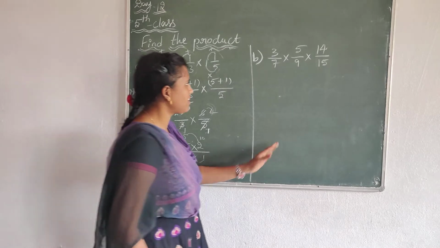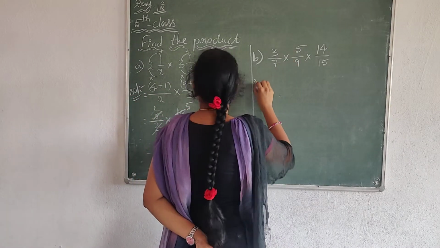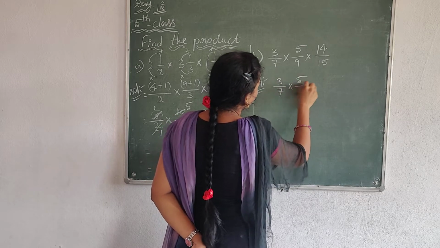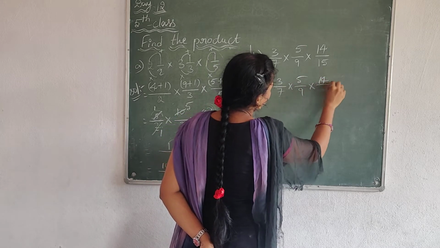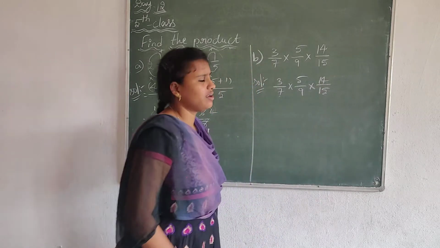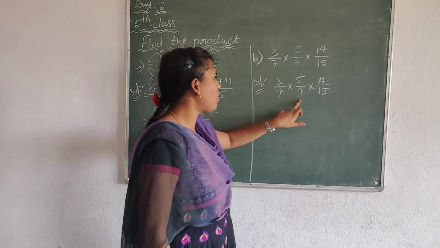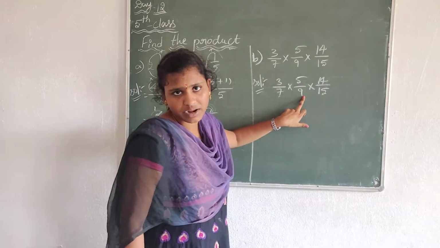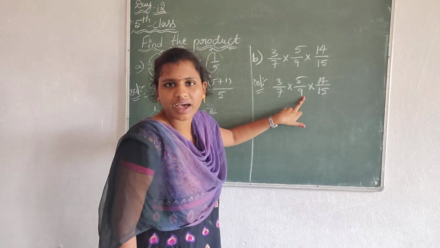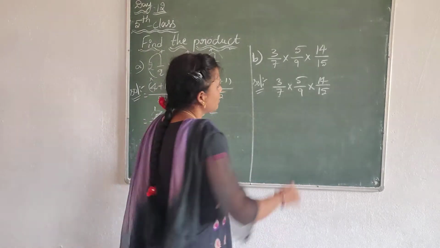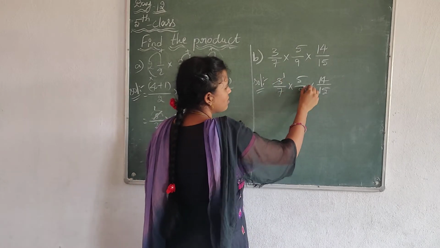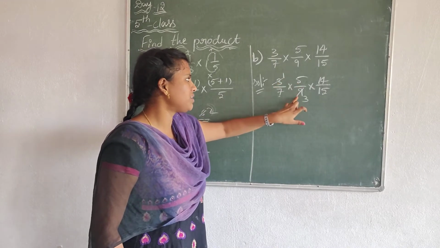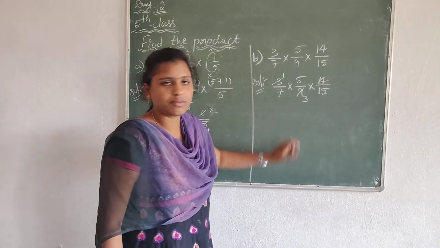Okay, let's see the second one. What are the numbers? First take it in the solution case: 3 by 7, 5 by 9, 14 by 15. Let's see here. Take the first numerator and see in all the denominators. 3 and 7 are cancelled? No. 3 and 9 are cancelled in any common table? Yes. How many times? 3 times. 3 table is cancelled in 3 one time, and in 9 three times.